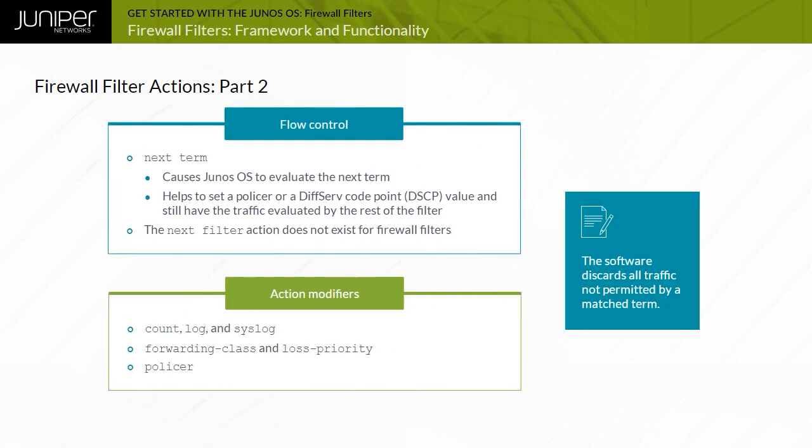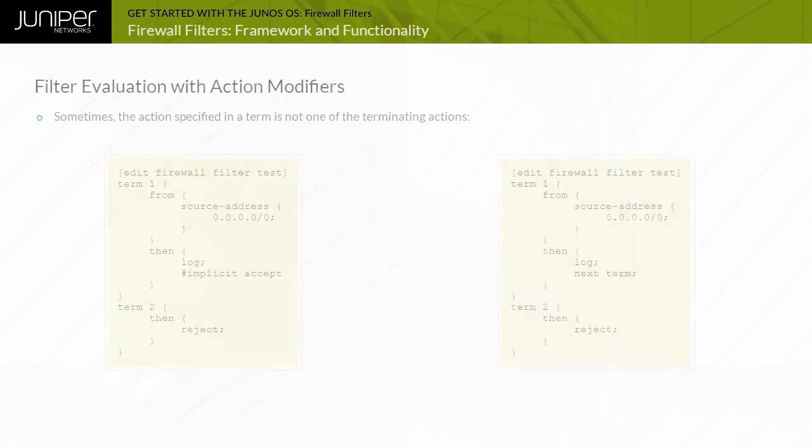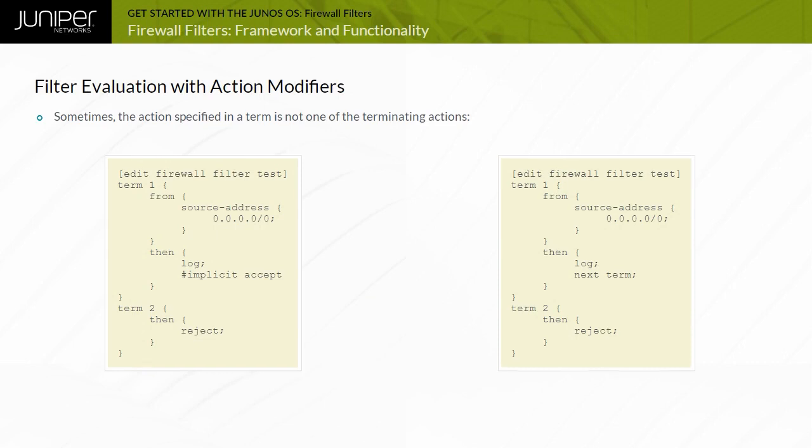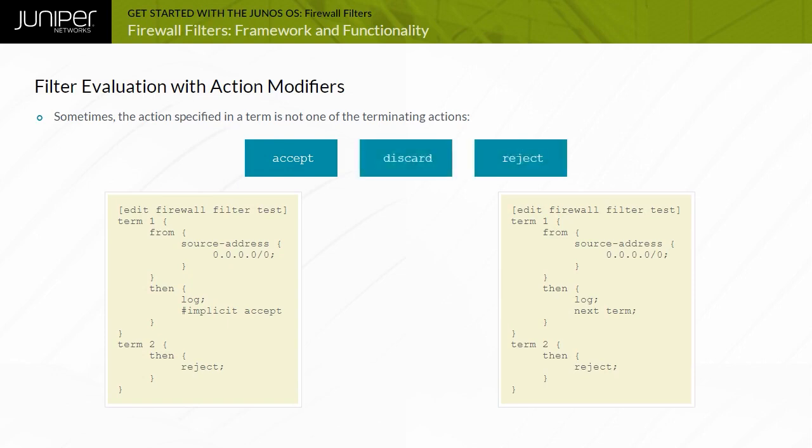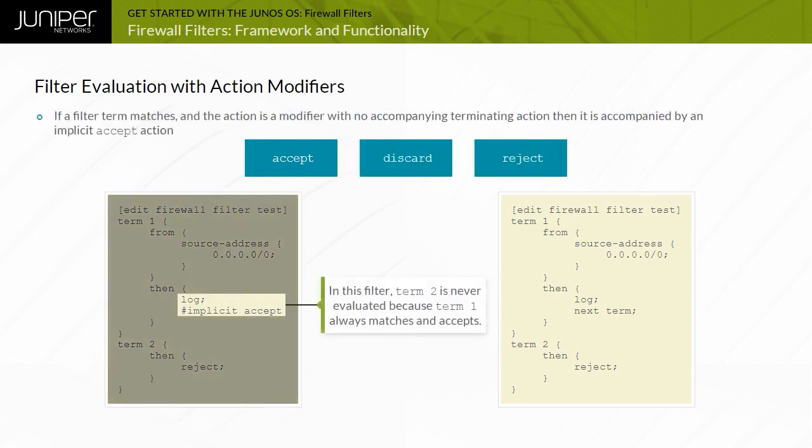Note that when you apply a firewall filter, the traffic that does not match a term that has an explicit or implicit accept action will be discarded, even if it does not match any term with a discard action. Sometimes the action specified in a term is not one of the terminating actions: accept, discard, or reject. In this case, the default behavior is that Junos applies an implicit accept action and filter evaluation terminates. In this filter, term 2 is never evaluated because term 1 always matches and accepts.